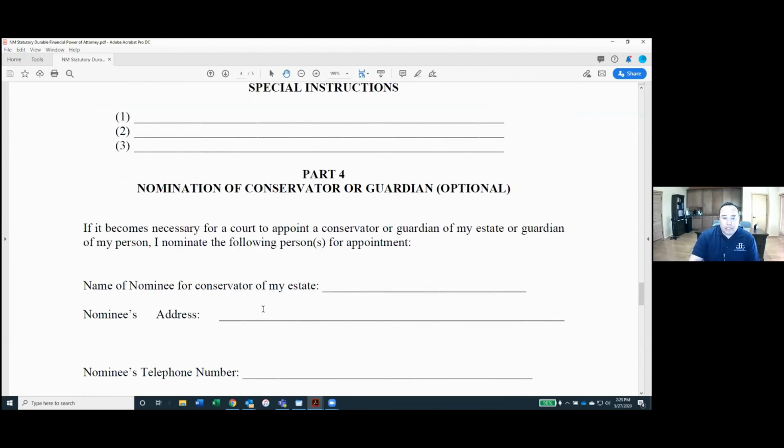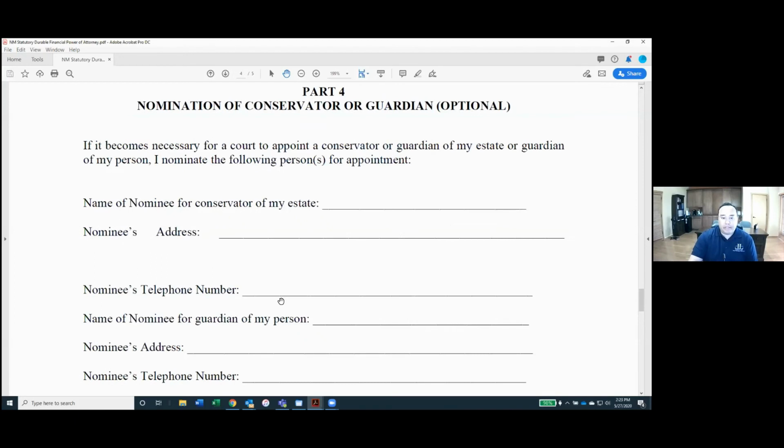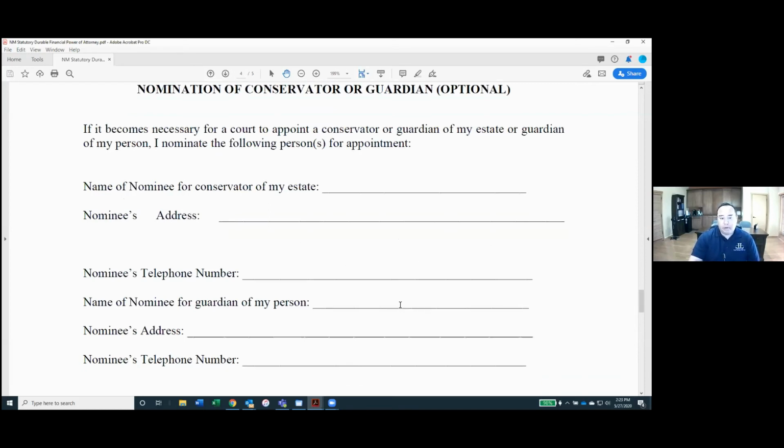And then part 4 is the nomination of your conservator or guardian. This is optional. You don't have to do this. But what this is about is, should you become incapacitated and should the court need to appoint somebody to act as your conservator or guardian, you can nominate someone to act in that capacity here. So you would list their name, their address, phone number, etc.